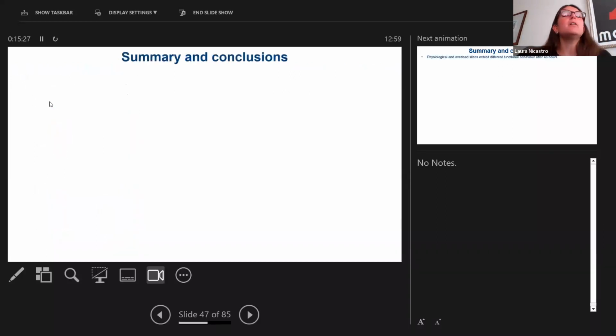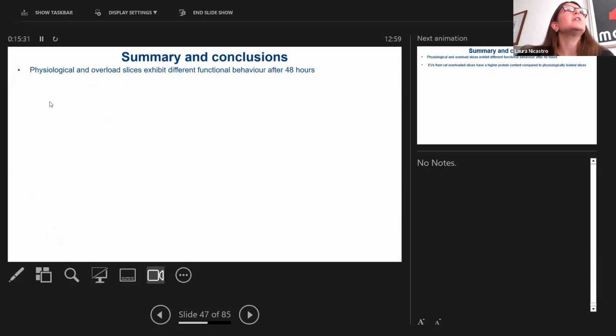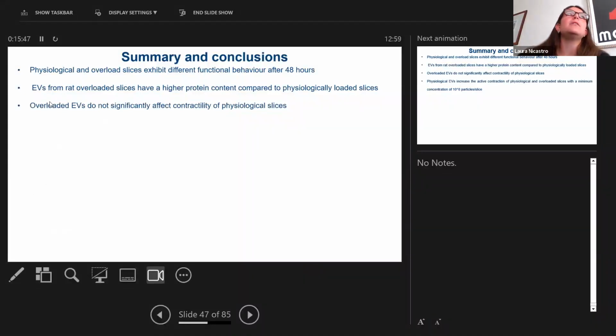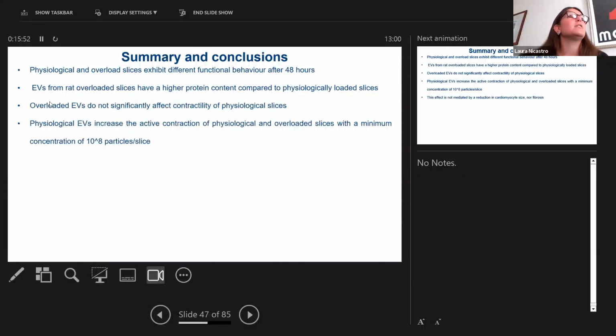So in summary, we saw that physiological and overloaded slices exhibit different functional behavior after 48 hours of culture. EVs from rat overloaded slices have a significantly higher protein content compared to physiologically loaded slices. Overloaded EVs do not significantly affect the contractility of physiological slices, but physiological EVs do increase the active contraction of both physiological and overloaded slices with a minimum concentration of 10 to the 8 particles per slice.